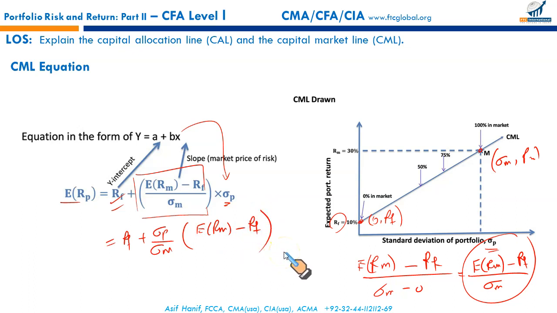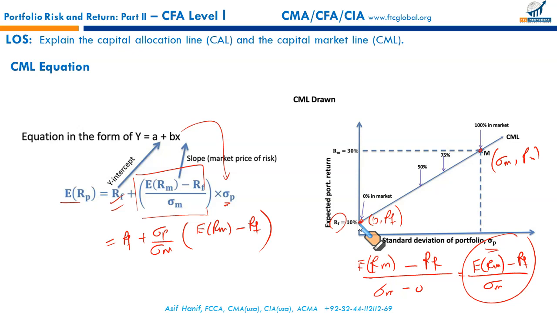Okay, now what is the implication? An investor who chooses to take no risk will earn the risk-free rate, right? And the investor who is willing to take on risk will earn an additional return called the market risk premium.